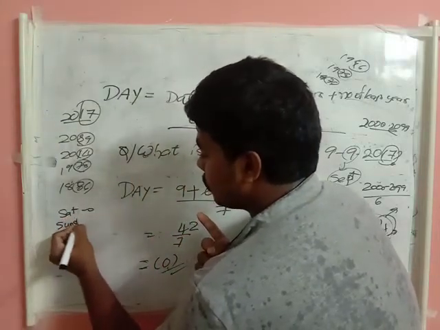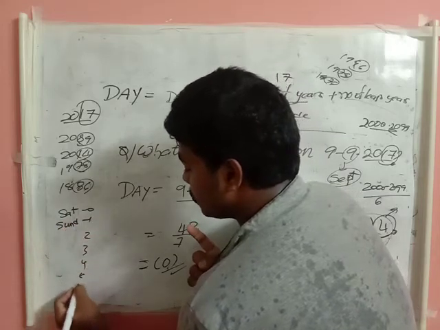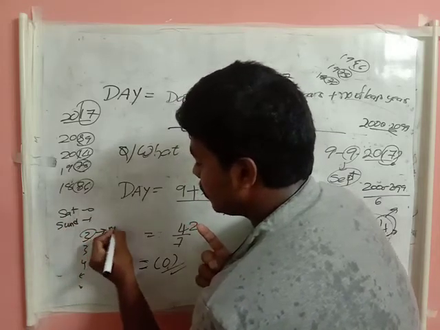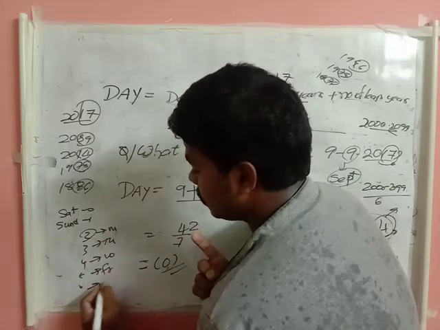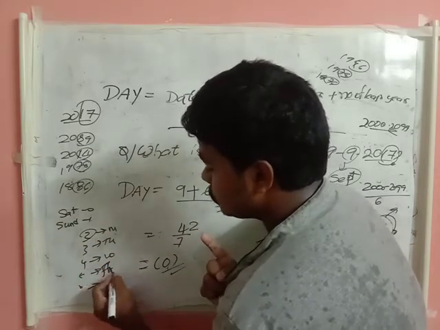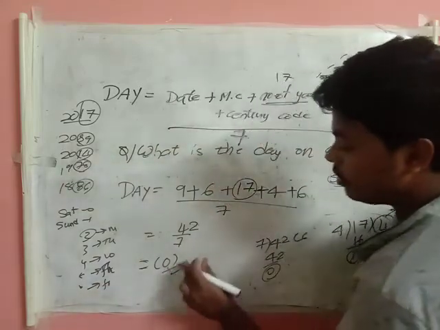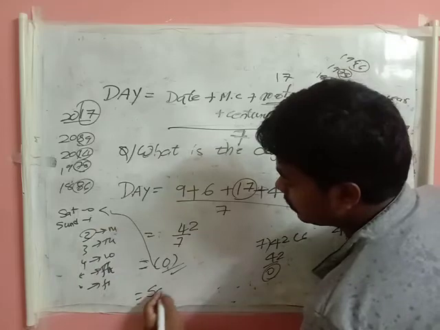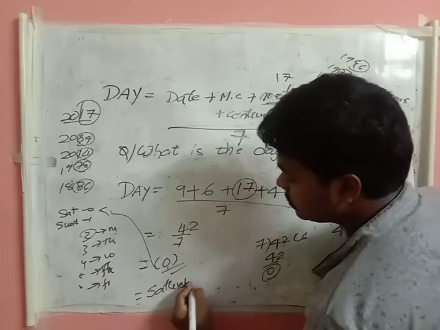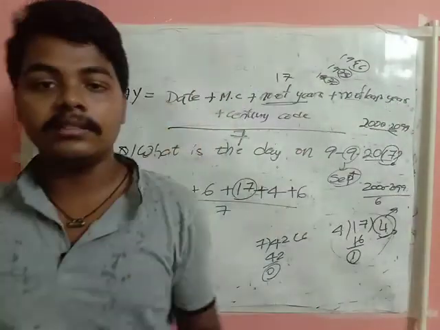Sunday is equal to 1. So 2 belongs to Monday, 3 belongs to Tuesday, 4 belongs to Wednesday, 5 belongs to Thursday, 6 belongs to Friday. Means I got remainder 0, so I can tell this 0 belongs to Saturday. So 9th September 2017 is Saturday.